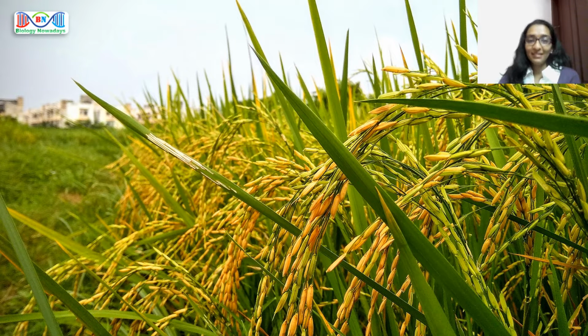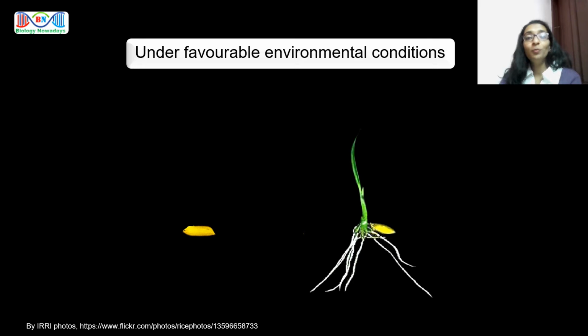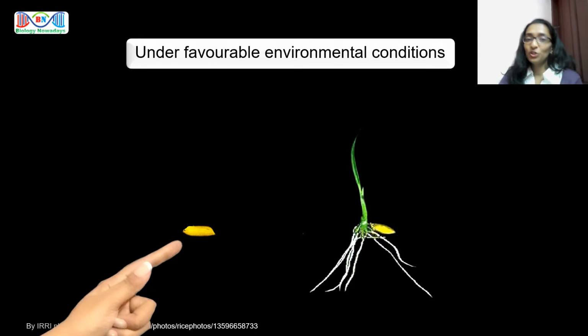Now, for a better understanding of seed dormancy, consider a situation. Suppose that I collected some rice seeds and I sowed 2 rice seeds in the soil. I provided all the favorable environmental conditions for germination, like the right temperature, light, and water to both these seeds. After a few days, I observed that only one seed had germinated. The other seed didn't. That is, even though I provided all favorable environmental conditions, this seed couldn't germinate.